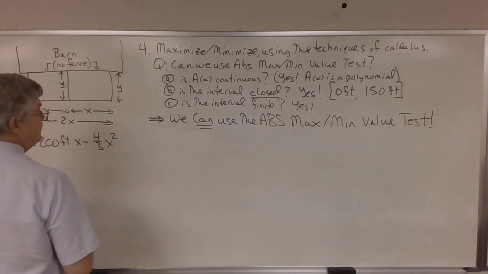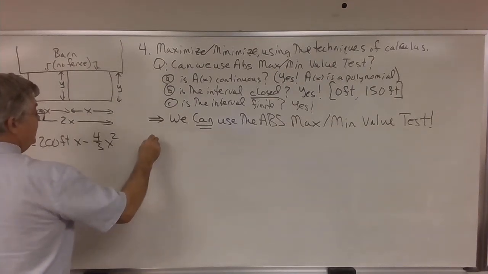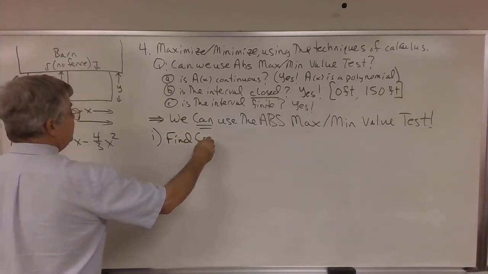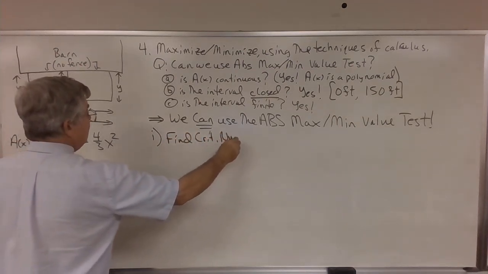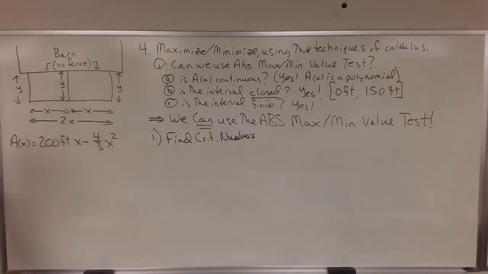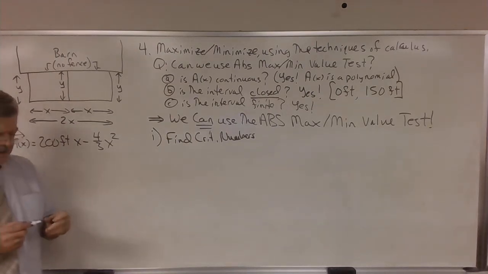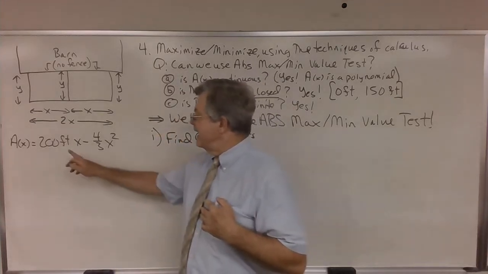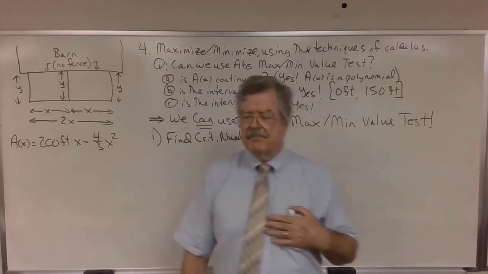Okay, so part 1. Find the critical numbers. And to do that, we have to compute the derivative. Now we're looking at this thing and we're probably thinking, wait a minute, what are we going to do with this 200 feet here? We've never computed the derivative of a function that had feet in it.